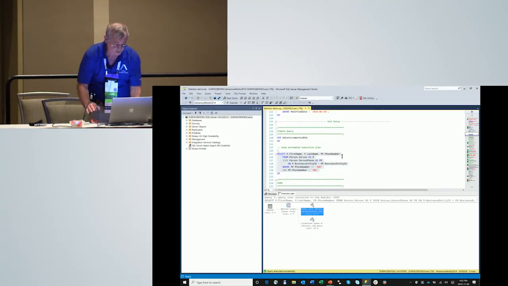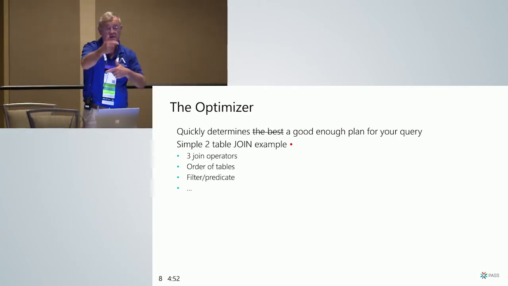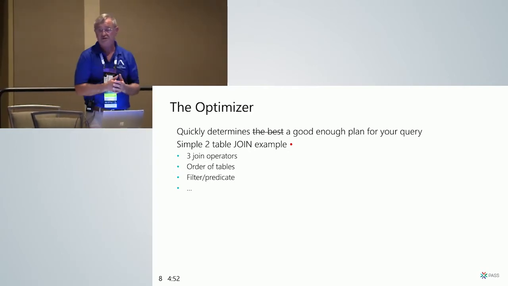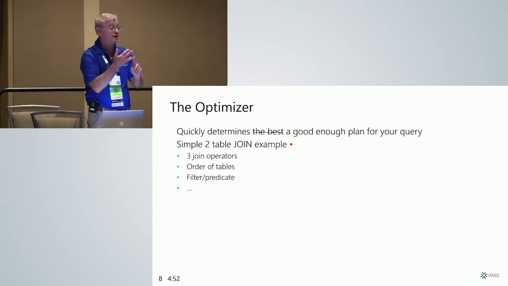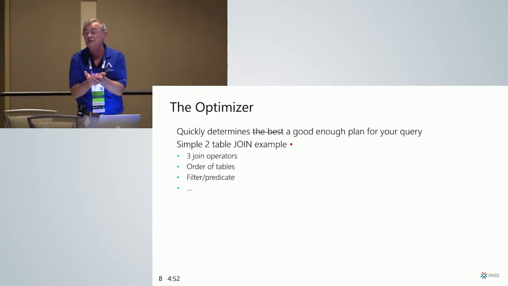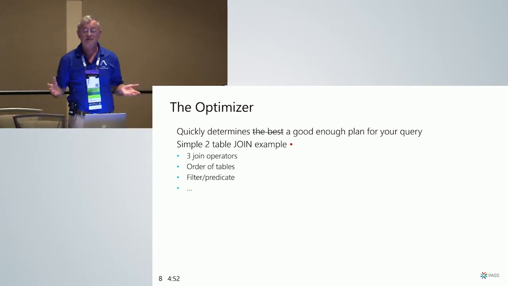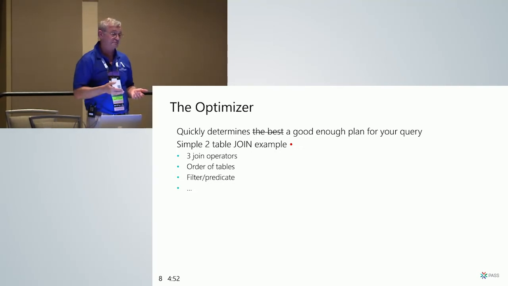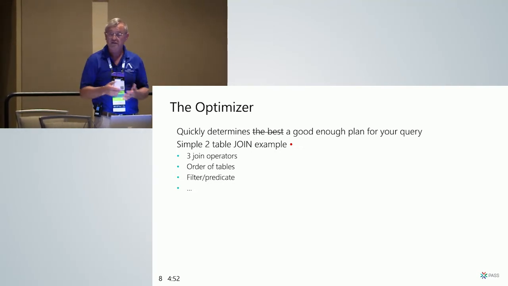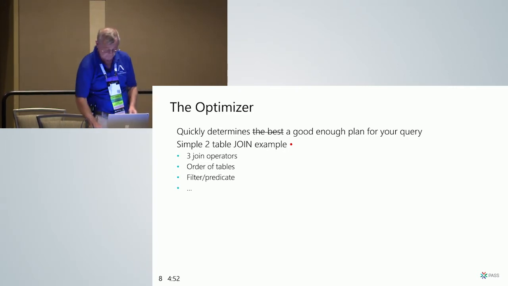So again, I'm not going to execute it, but that's just to give you an idea of the complexity. There's also the order of the tables. It has to decide which table goes first. There are 3 different join types: a nested loop, a hash match, and a merge join. There are filters, the predicates. Where does it do that? Is there an index that can take advantage of it? Does it do a filter operator? Many, many possibilities. This was a 2-table join. Think of a 10-table join. The permutations, literally millions of combinations, and it has to come up with a good enough plan very quickly.